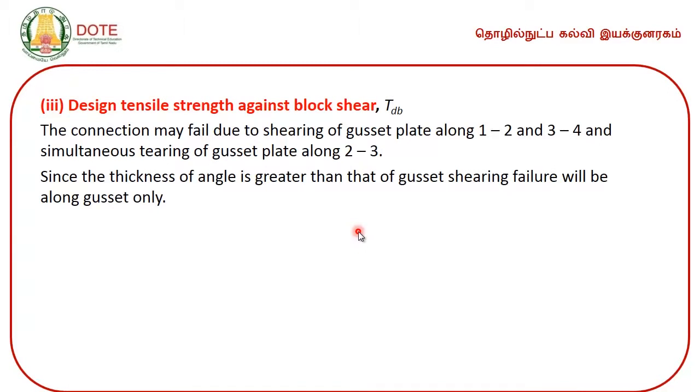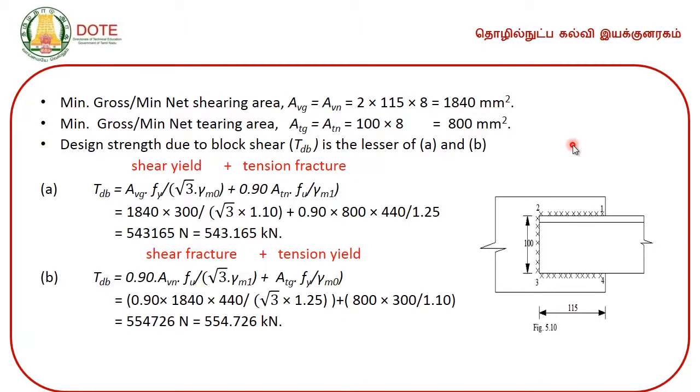This is very important, because since you are given the connection details, you have to find out the design tensile strength of the member for block shear. Again you have to predict which one is the shearing plane and which one is the tearing plane, right. So, the connection may fail due to shearing of the gusset plate along 1, 2 and 3, 4, and simultaneously the tearing of the gusset plate along 2 and 3. Accordingly we can arrive at the area of the sections.